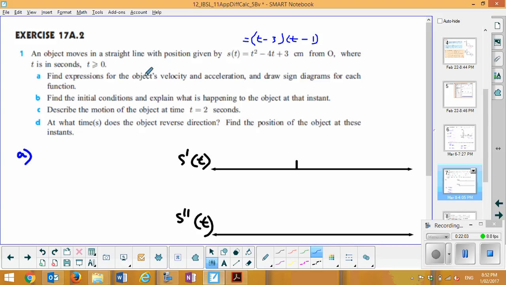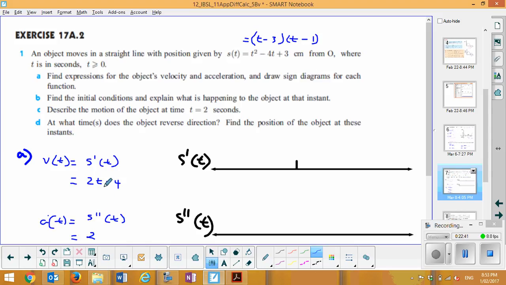We want to find expressions for the object's velocity and acceleration and draw sign diagrams. So our velocity function is, of course, the first derivative of our displacement function, which is 2t minus 4. Then our acceleration function is the second derivative of the displacement function. There's our first derivative, so we've differentiated it to get 2.